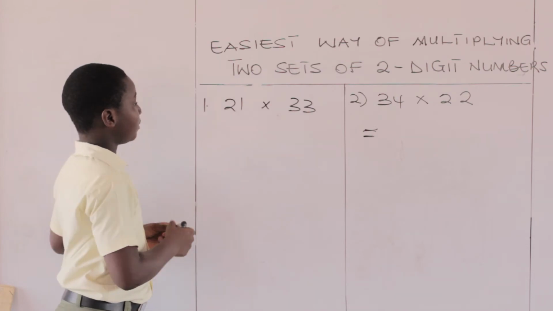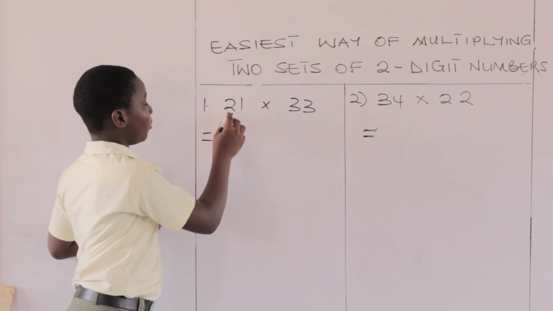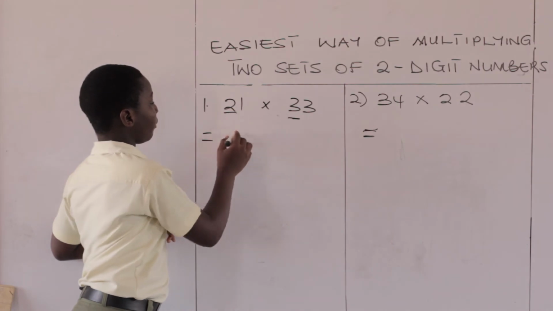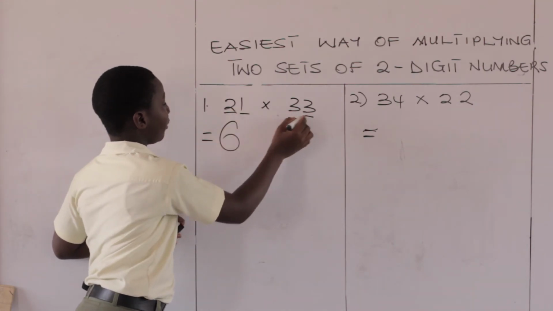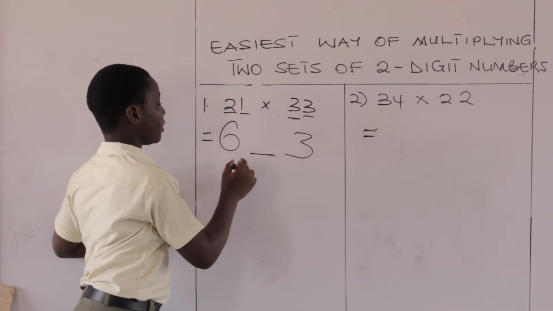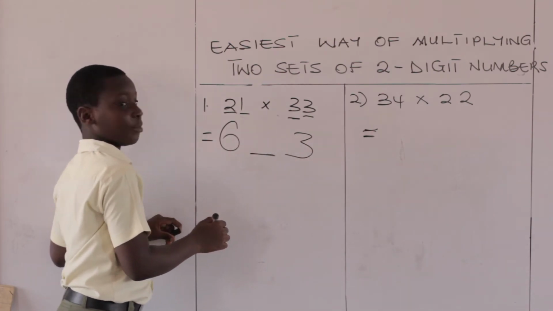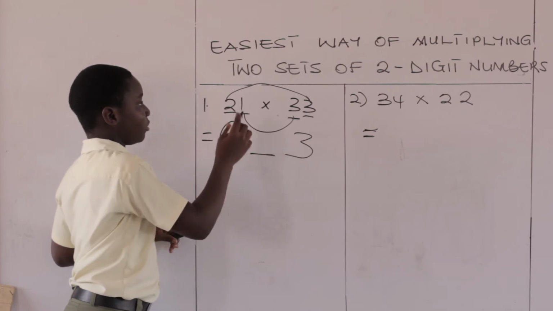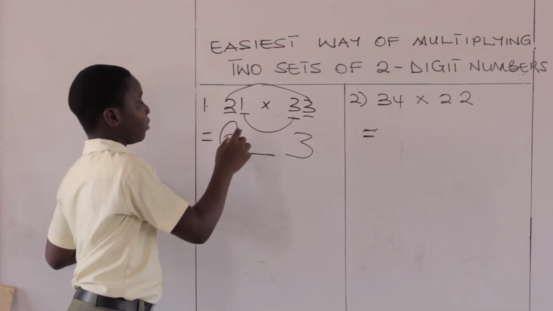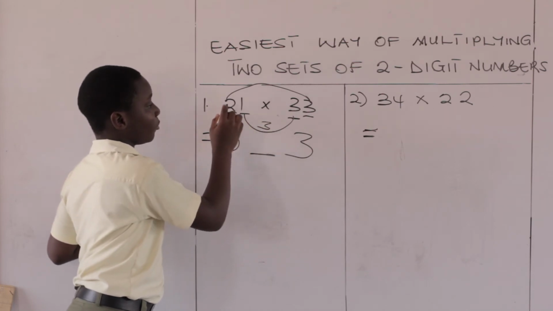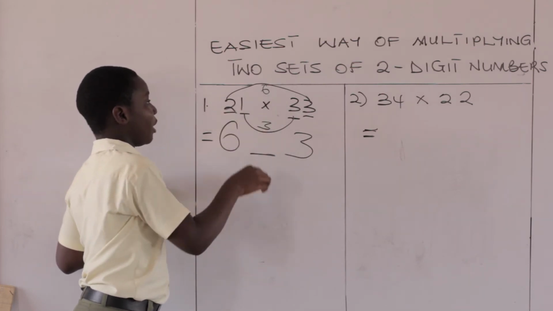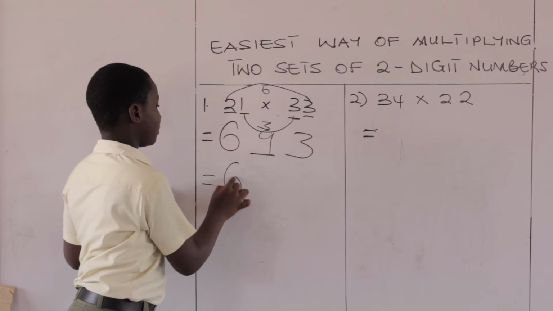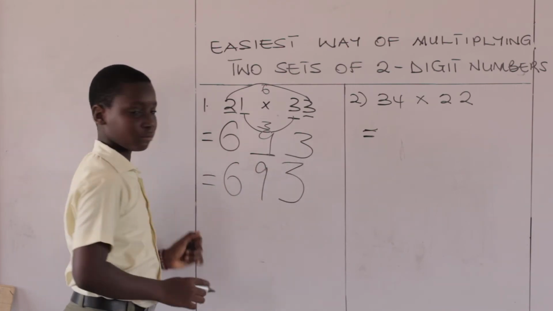To start, multiply the numbers in the tens place. So, 2 times 3 is 6, and 1 times 3 is 3. We need a space here to get the middle number. To get the middle number, pair the numbers which are close to each other and the numbers which are far from each other, and sum up their products. So first, 3 times 1 is 3. 2 times 3 is 6. So add their products. 3 plus 6 is 9. So our final answer is 693. I hope you love it.